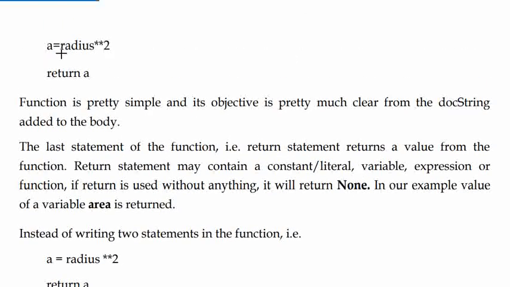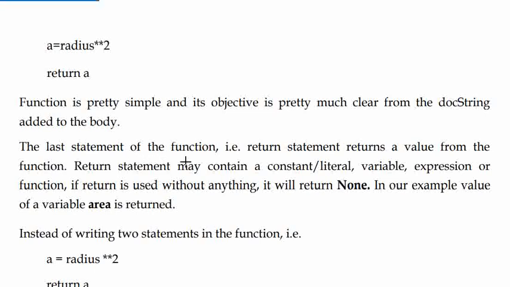See, a equal to radius double asterisk 2. That means radius to the power 2. Radius to the power 2. Return a. The function is pretty simple and its objective is pretty much clear from the docstring added to the body.